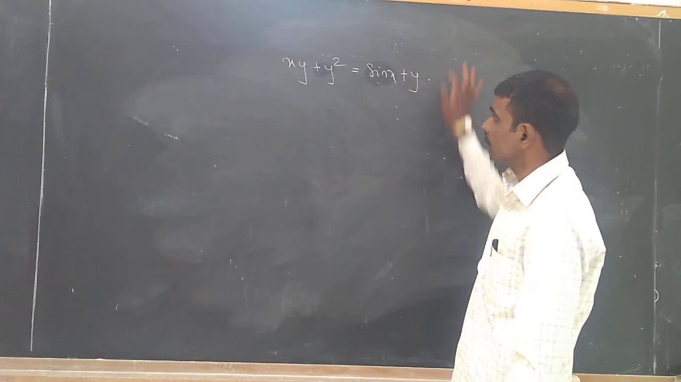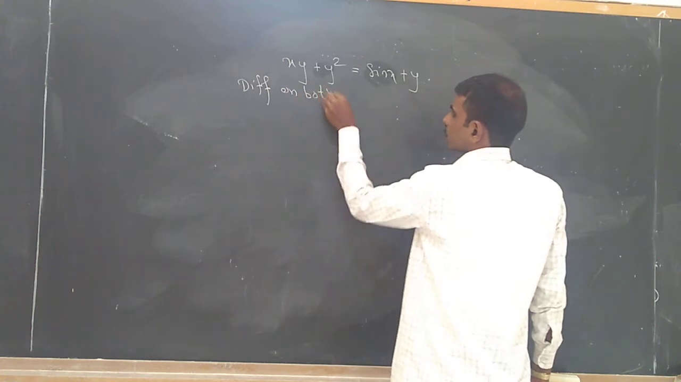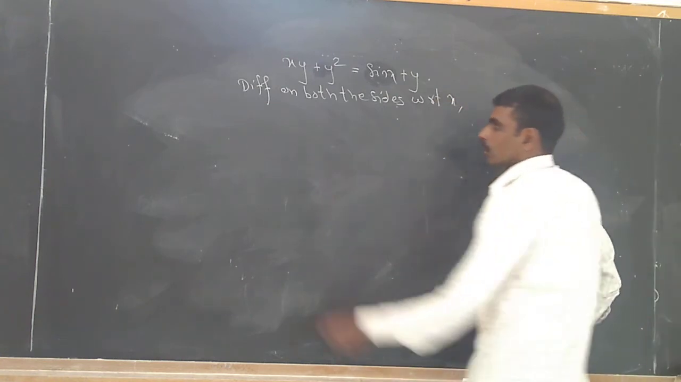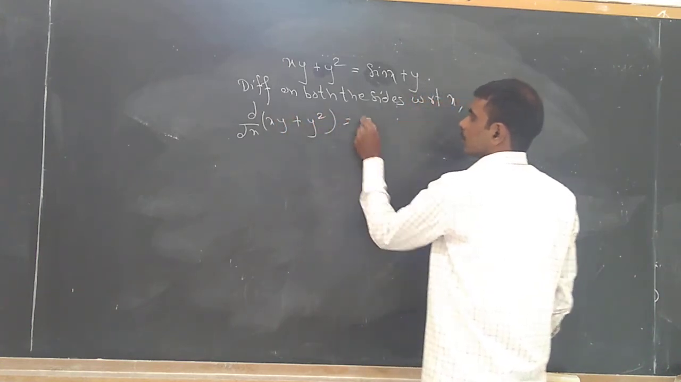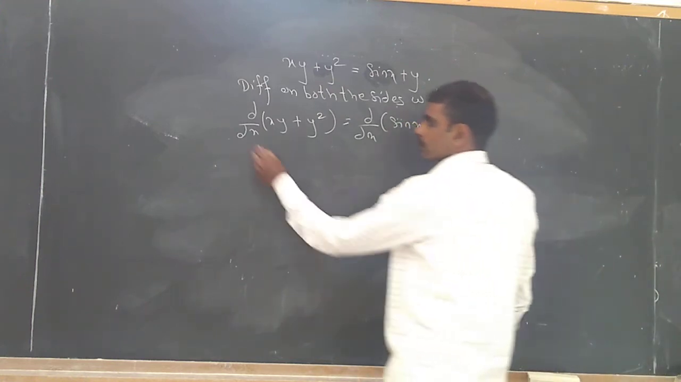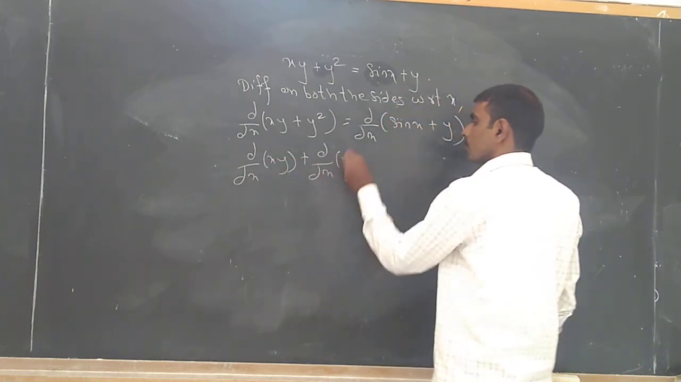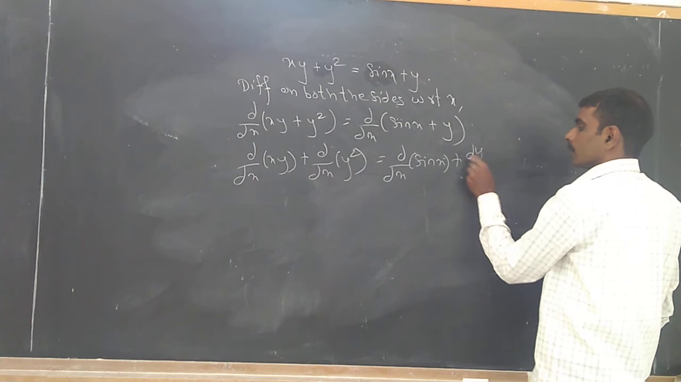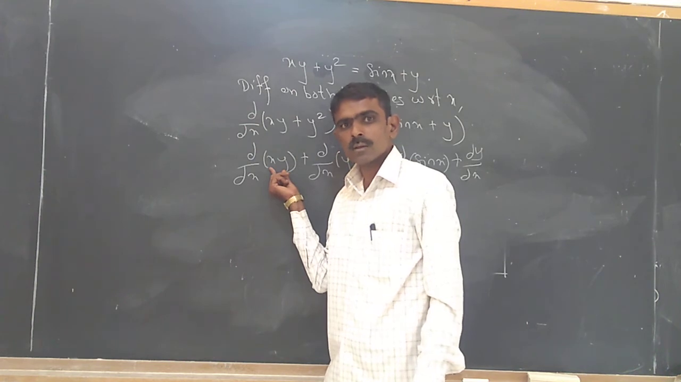So here what we will be doing is, first step, we are going to apply differentiation on both these sides with respect to x. What do we get? d by dx of xy plus y square is equal to d by dx of sin x plus y. So this will be d by dx of xy plus d by dx of y square is equal to d by dx of sin x plus dy by dx. Here which rule are you going to apply? Product rule along with chain rule.